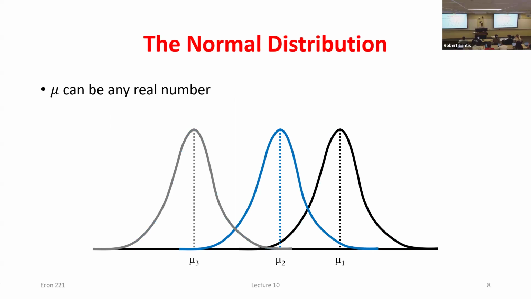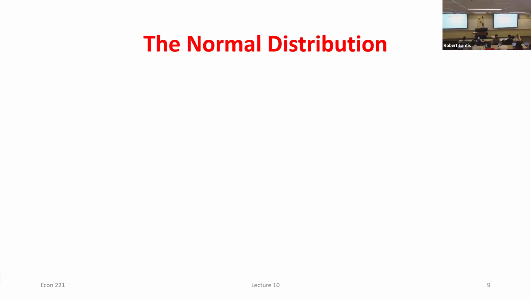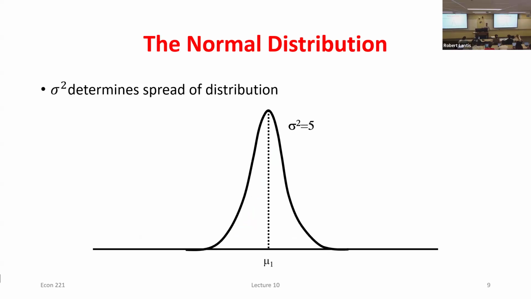Now, even if it's symmetric, the mean is the same as the median. It's like it folds exactly on top of itself. What else also matters is the variance. So if I have a normally distributed variable, and let's say I start out with a variance of 5, okay?